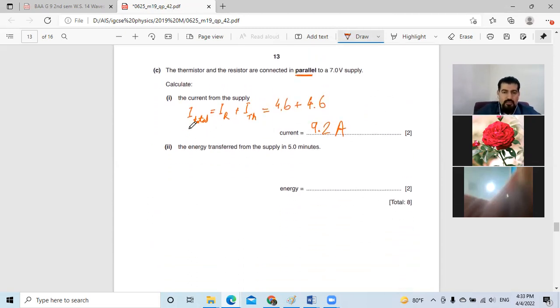Next, what do they ask? Calculate the energy transfer from the supply in 5 minutes. Now we know that energy equals, very important, voltage, which is 7, multiplied by the current, which we just found, 9.2, multiplied by the time, which is 5 minutes. We have to convert it into seconds.